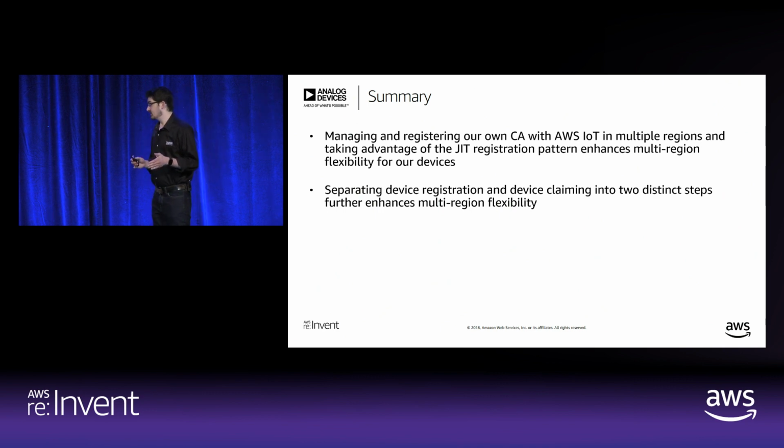Separating device registration, the initial provisioning and connection to IoT Core, from the association with an owner and application via claiming also gives you multi-region flexibility. You kind of simplify the problem into two simpler chunks that can be handled individually, which reduces the complexity of your multi-region configuration and is less error-prone and is a nice pattern for supporting these types of topologies.